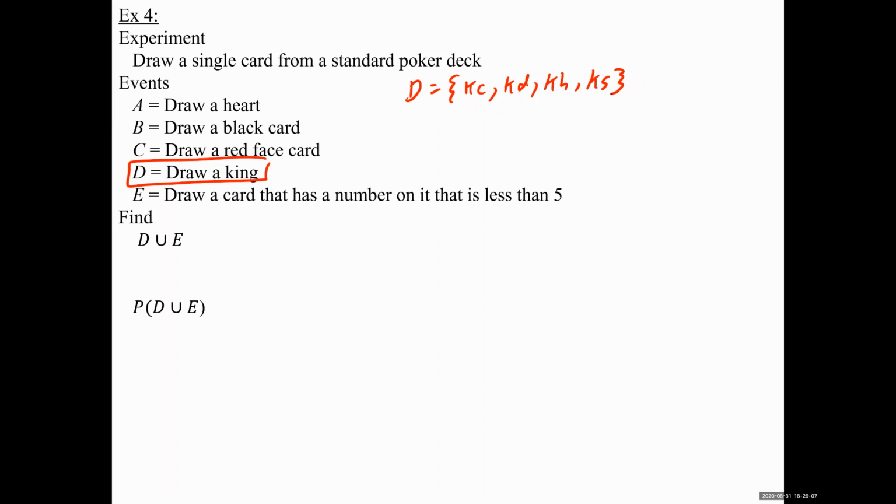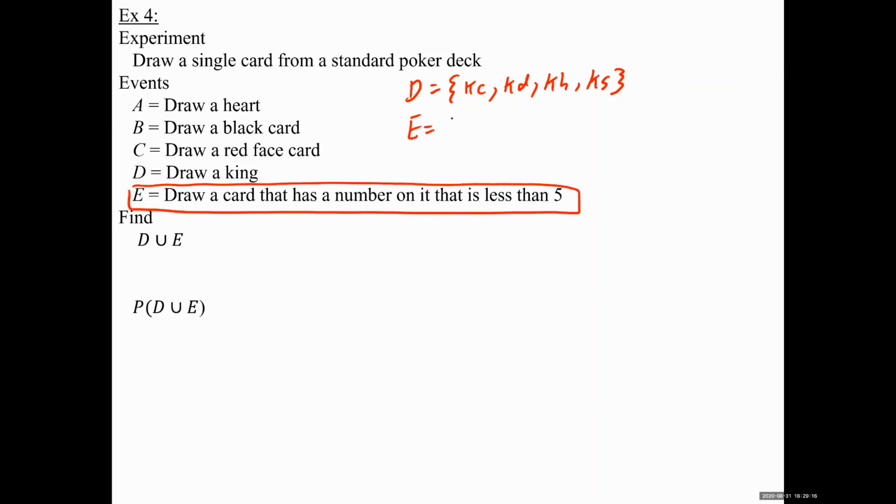So just list all the kings. That's D. E are the cards that have numbers on them less than 5. Remember that an ace doesn't have a number on it. King, jack, queen, those don't have numbers on them. So the number cards are the numbers 2 to 10: 2, 3, 4, 5, 6, 7, 8, 9, 10. But it's got to be less than 5. So 2, 3, 4 is all it is.